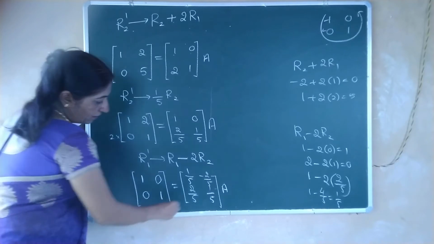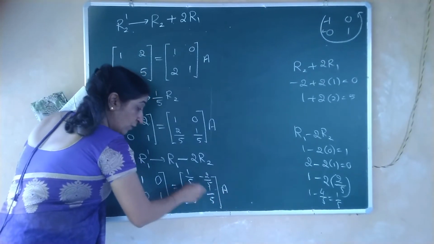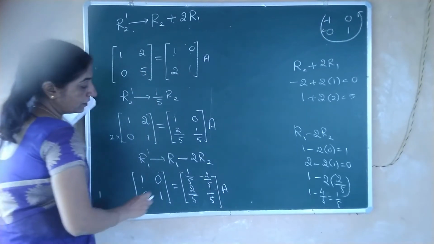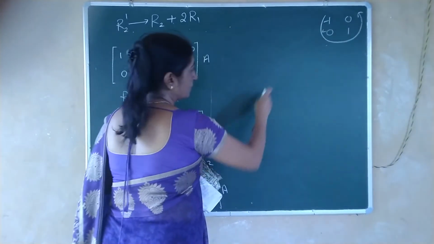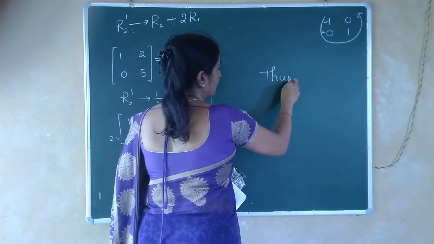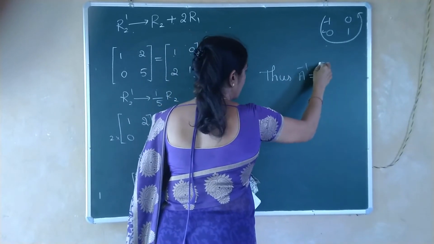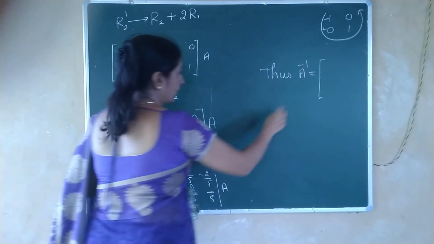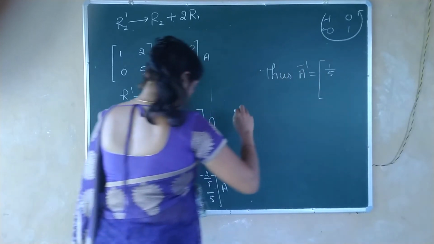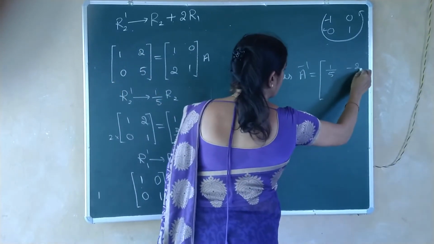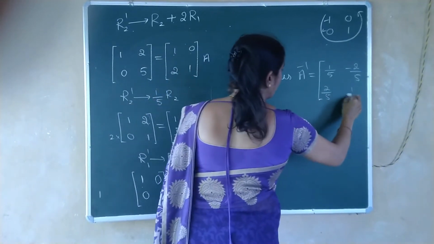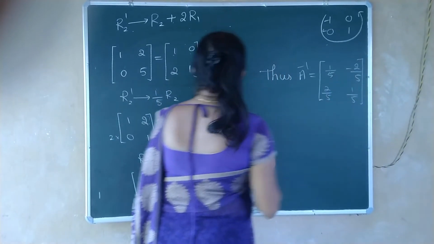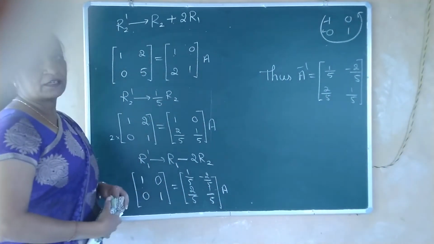After converting this, any matrix with its inverse gives identity. Then what is the inverse? Thus A inverse is equal to 1 by 5, minus 2 by 5, and this is the 2 by 5 and it is 1 by 5. Understood? So this is how we are finding the inverse.